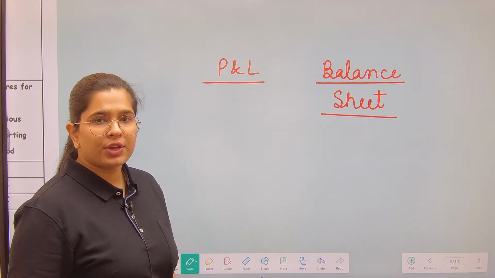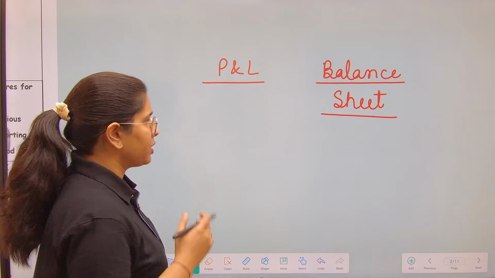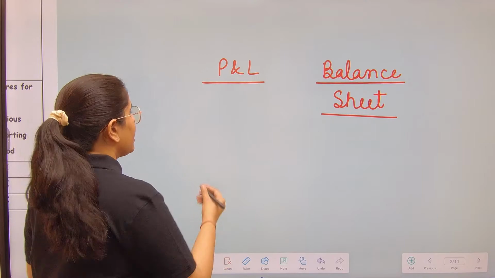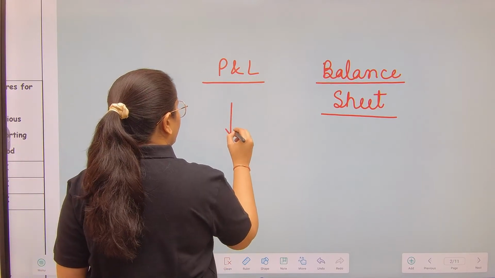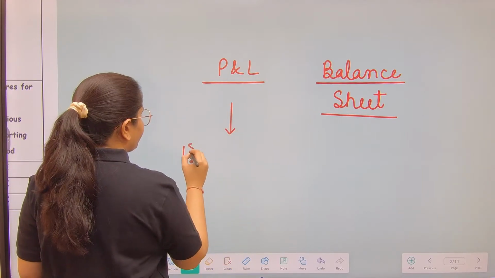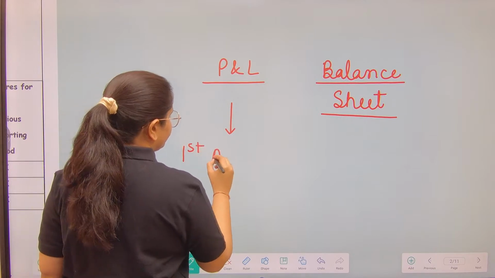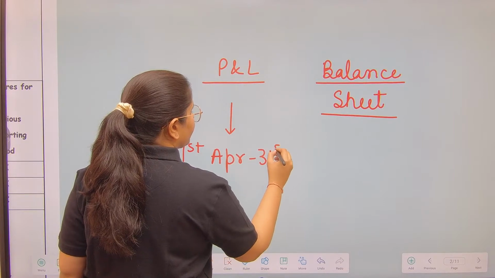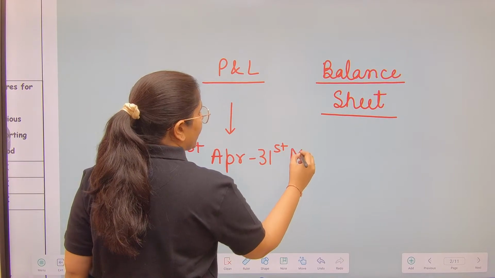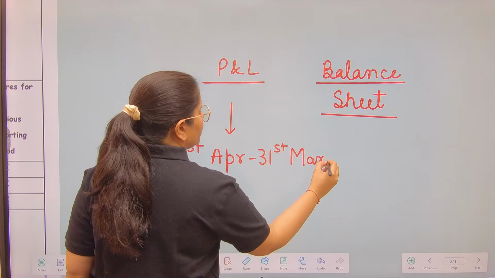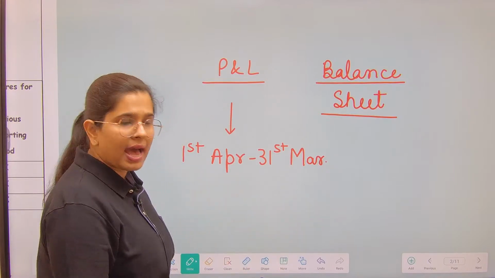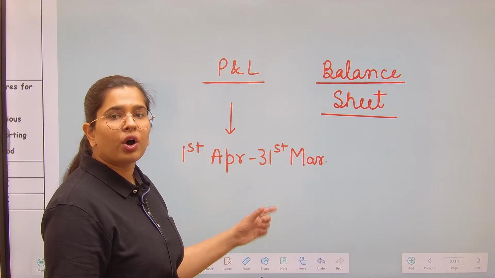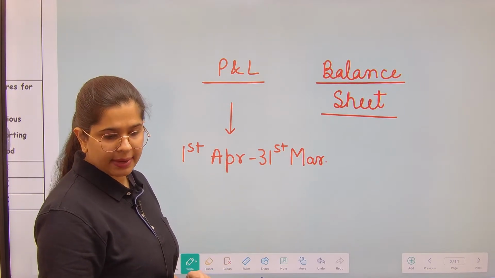So what is the duration of preparation for these financial statements? Whenever I am going to prepare the profit and loss statement, I prepare it from 1st April till 31st March. That means all the transactions that have happened between 1st April and 31st March, I am going to record into my profit and loss statement.